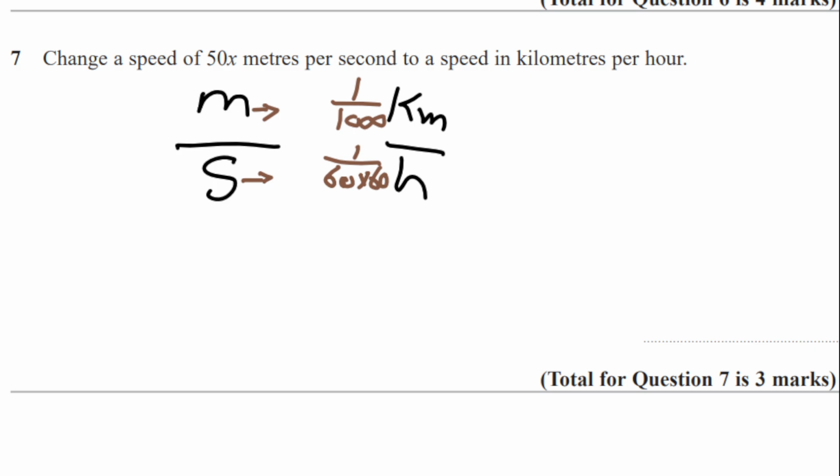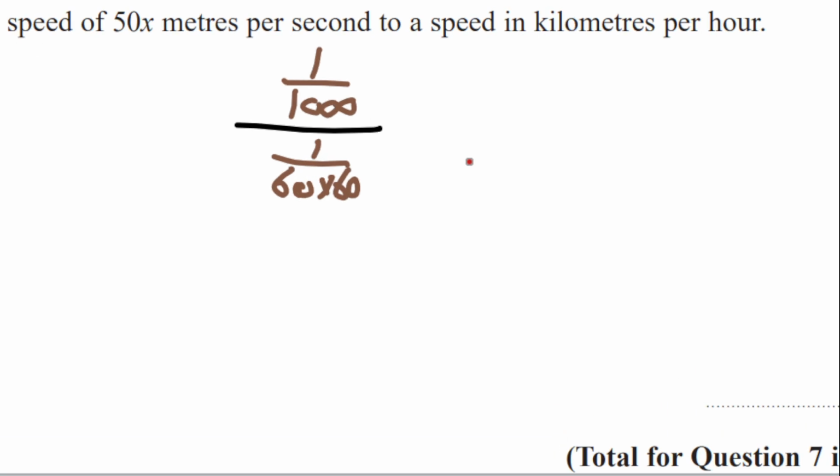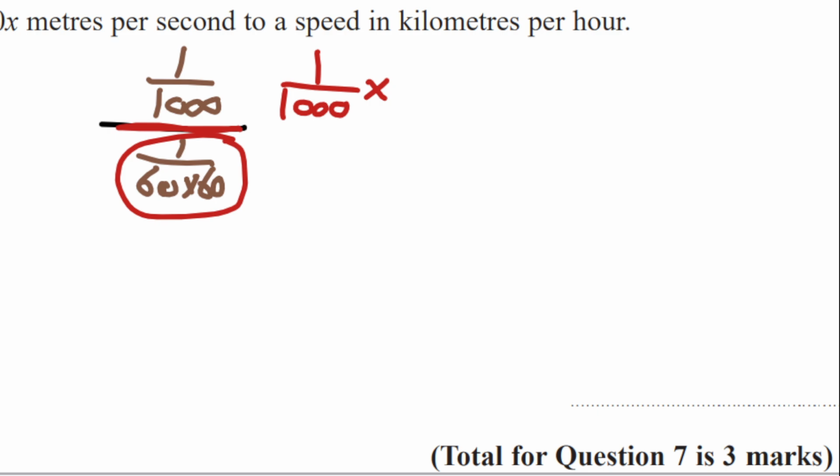So what we want to do is 1 over 1,000 divided by 1 over 60 times 60. So we'll do keep, change, flip. Let's just zoom in. Keep the first part, keep 1 over 1,000. Change this division into multiplication. Flip this part here. So it's going to be 60 times 60, which is 3,600 divided by 1.